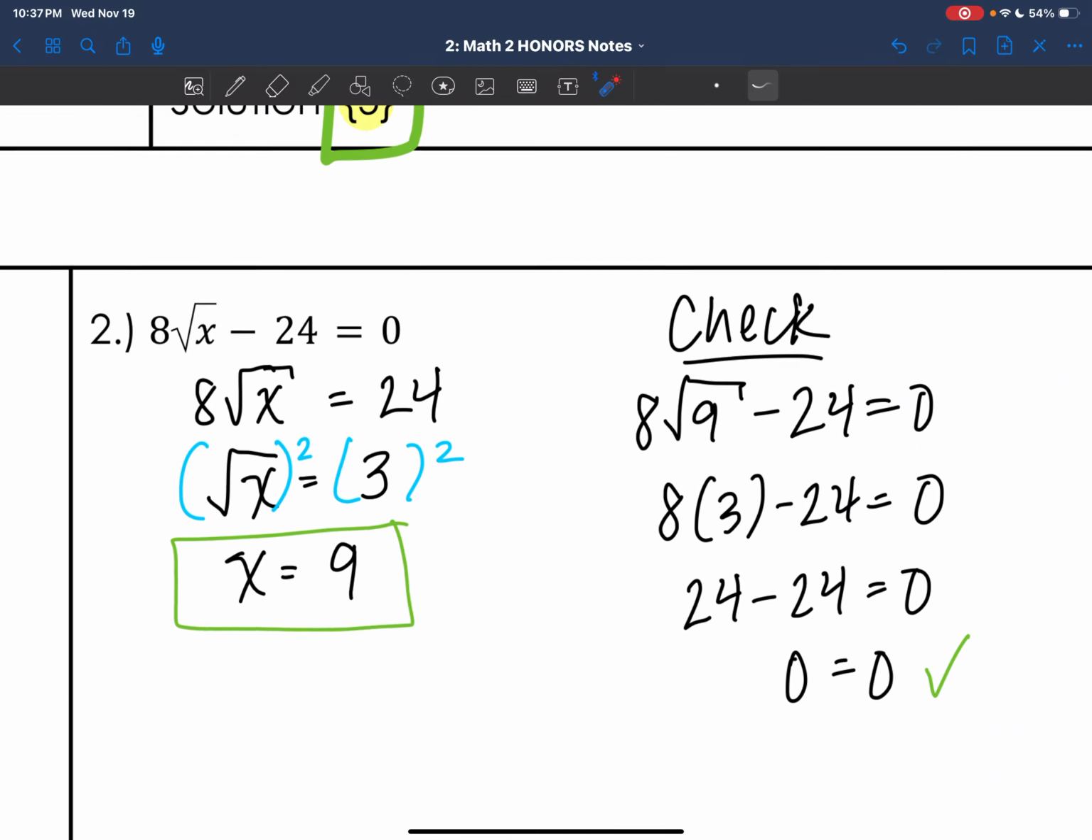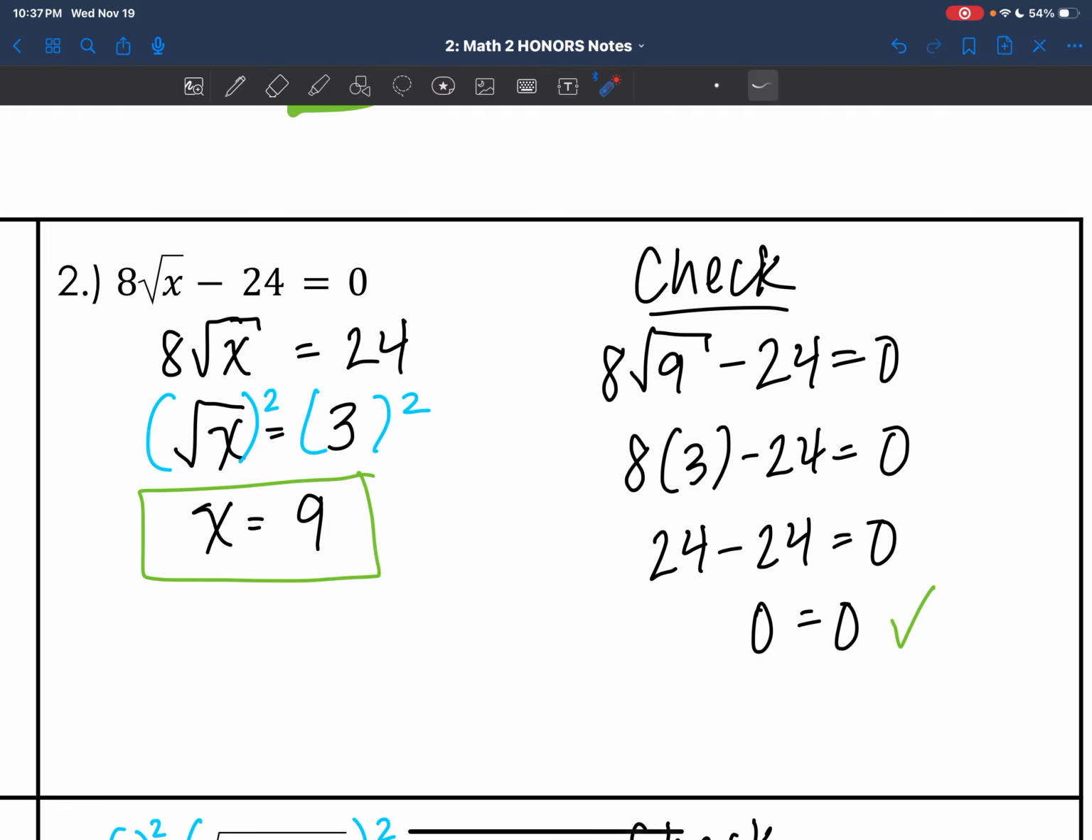All right, so now let's go ahead and try this one. In this case, we're going to move the 24 over here by adding 24. And if you notice, the 8 is outside the radical. So we're actually going to divide both sides by 8 first, and you're going to get square root of x equals 3. Now, this is the only part that has a radical, so we only need to square this part, and then what you do here, you've got to do here, and you'll get x equals 9.